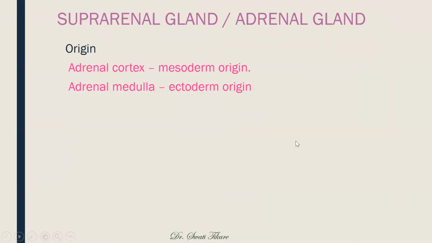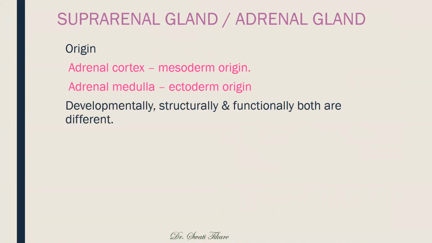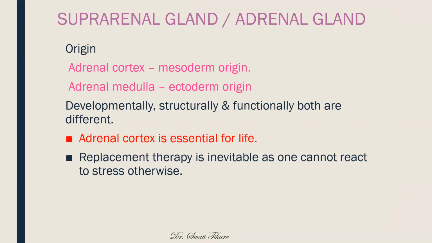The adrenal cortex is derived from the mesodermal origin, whereas the adrenal medulla comes from the ectoderm. So the adrenal gland is divided into the outer cortex and the inner medulla, and they originate from different places. Developmentally, structurally, and functionally, both are different.